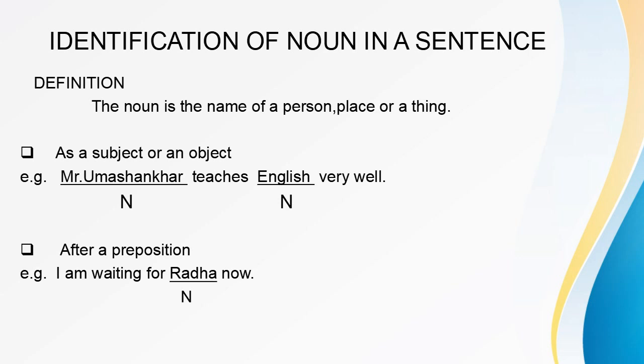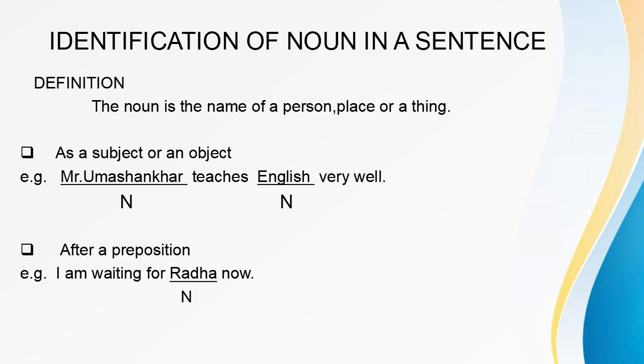Here in the first example, you can have a look at the first example, my dear students. Mr. Umashankar teaches English very well. Who teaches English very well? Yes, Mr. Umashankar. That is subject. And what does Umashankar teach? English. That is object. So, what is the subject of the first example? Yes, my dear students, that is Mr. Umashankar.